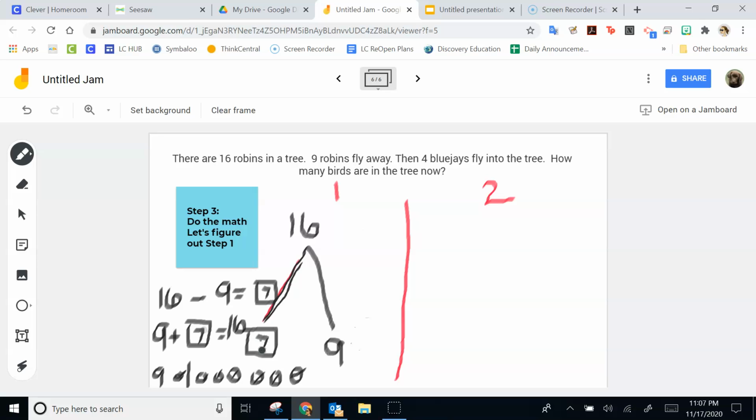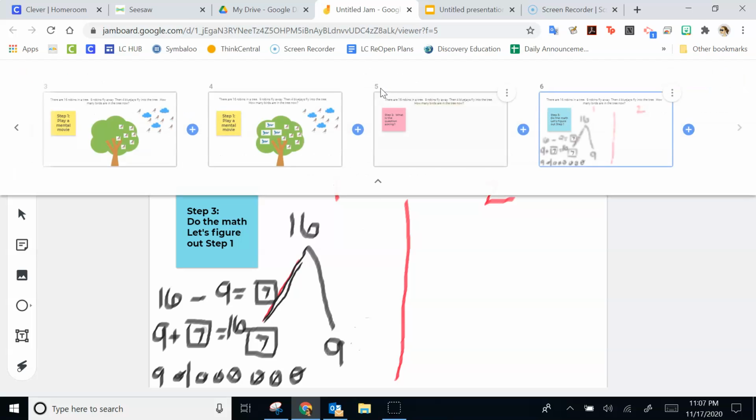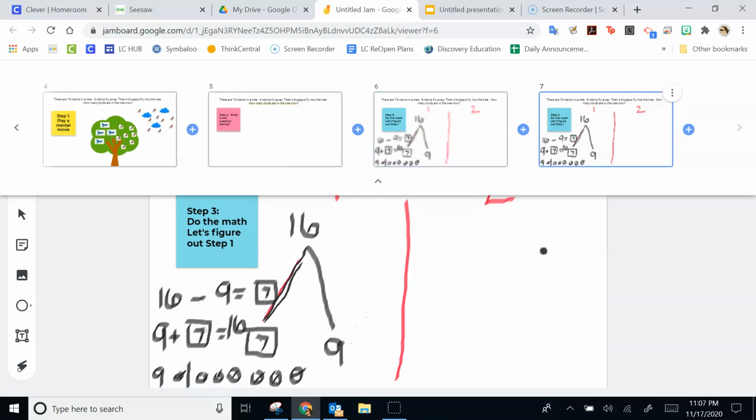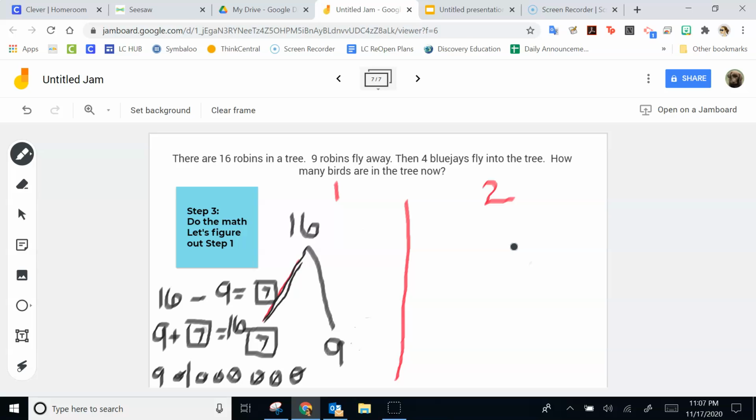I know 9 of them left. Now I know that 7 of them stayed. All right, let's keep going. Now I'm going to go on to step 2. In step 2, I've got it in my brain that now I have 7 robins in the tree. The other 9 of them flew away. But here come some blue jays. So now I want to know how many birds are in the tree in all.